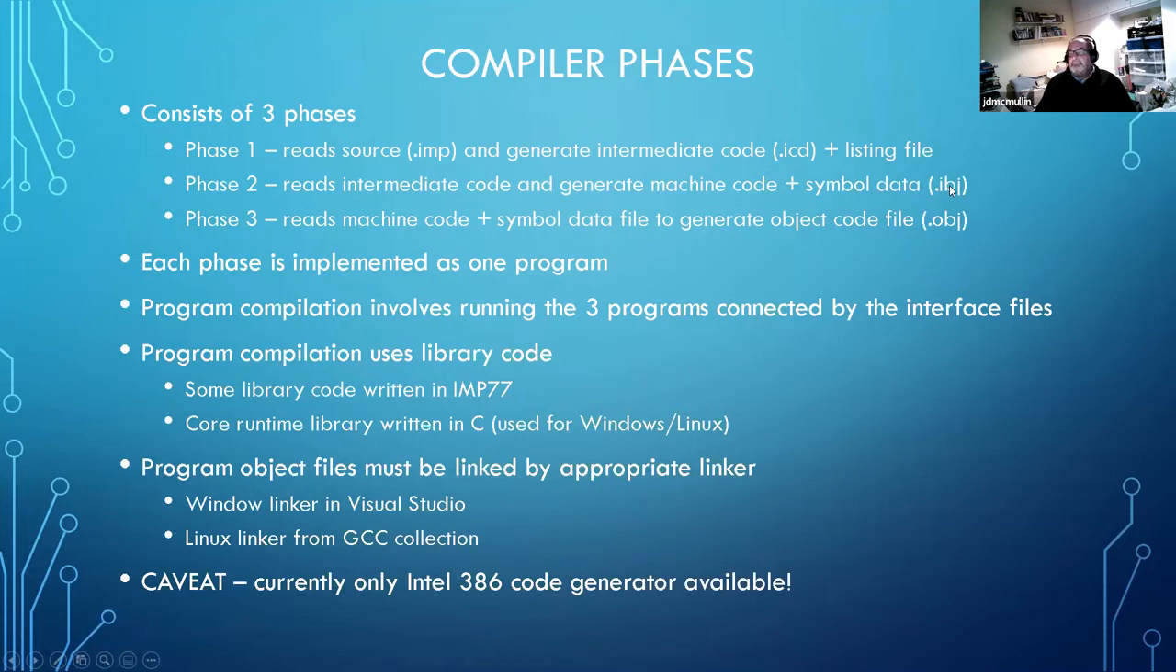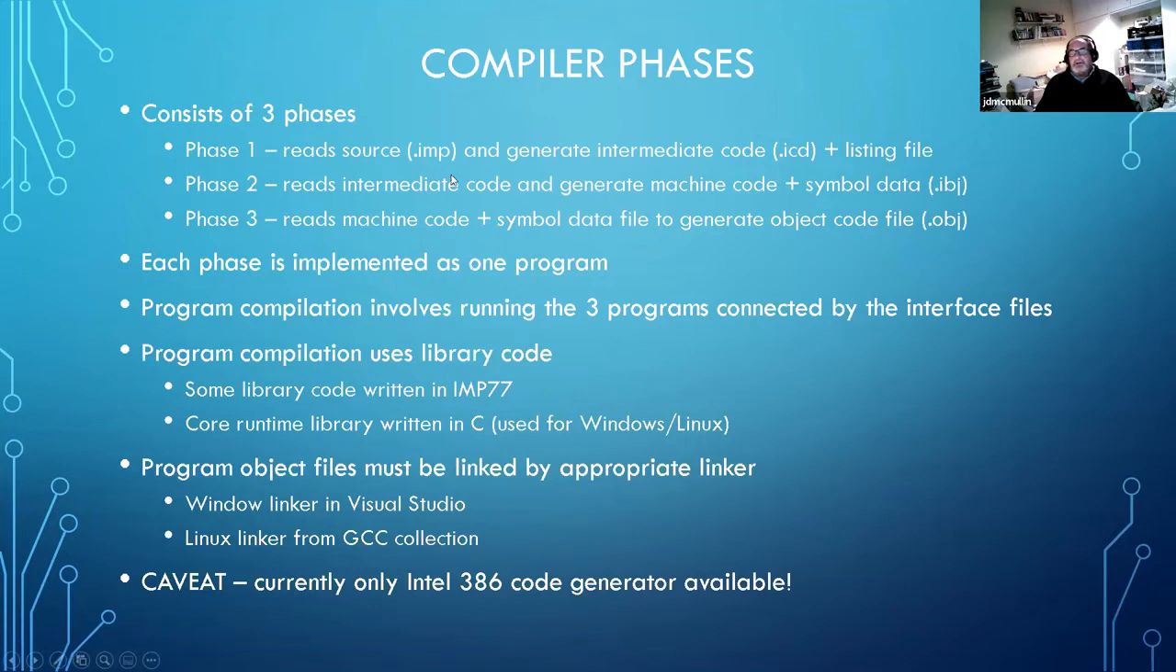symbol data to generate the object code. So that's object code. Now this object code is actually COF, Common Object File Format for Windows. So, as I mentioned earlier, there is a version of the compiler which generates ELF code, which I've got to go through and rejig.